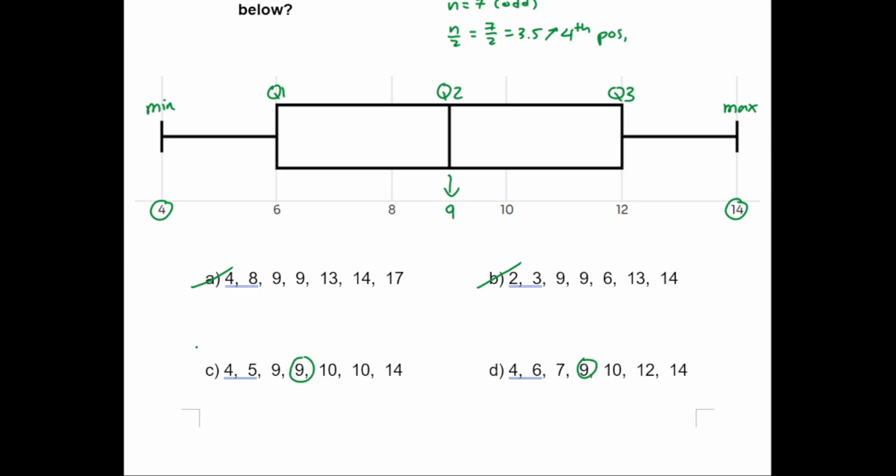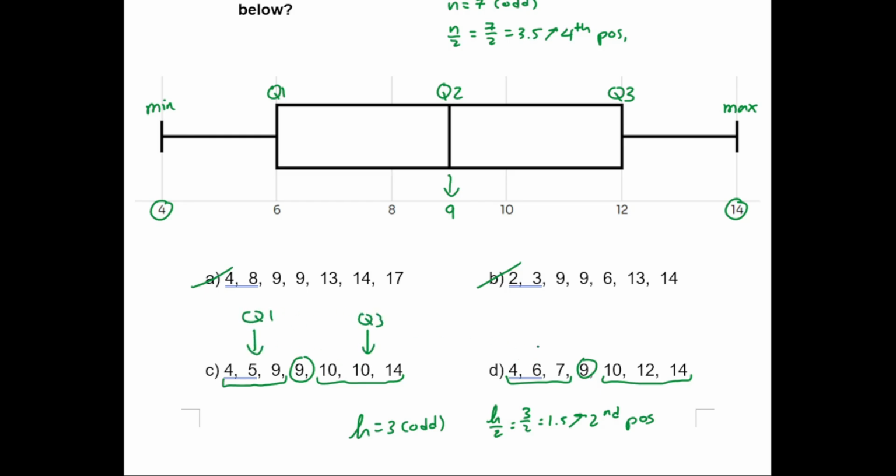We have to move on to finding Q1 and Q3. So how many numbers do I have in each half? I have 3, right? So H is equal to 3, which is odd. So because it's odd, we have to do H over 2, which is 3 over 2, which is 1.5. We round that up to the second position. So 1, 2 right there, 1, 2 right there. That's my Q3. This is my Q1. 1, 2 right there is Q1. 1, 2 right here, that's my Q3. Okay, the second position in each half.